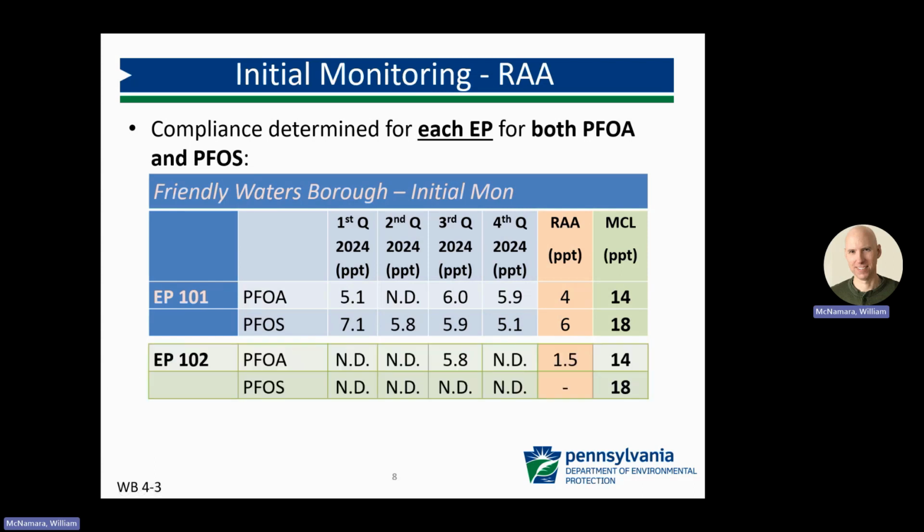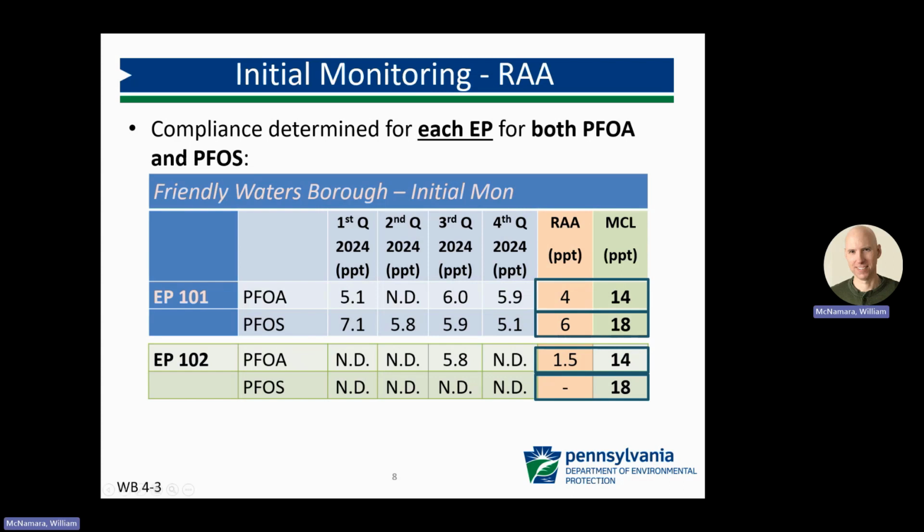So here's the data for entry point 102 at the Friendly Waters Borough. You can see they just had one detect in the third quarter at entry point 102. So with all the quarter results in, each running annual average is compared to the appropriate MCL. You can see in the last two columns here that Friendly Waters Borough is in compliance based on initial monitoring because all those calculated running annual averages are less than the corresponding MCLs.